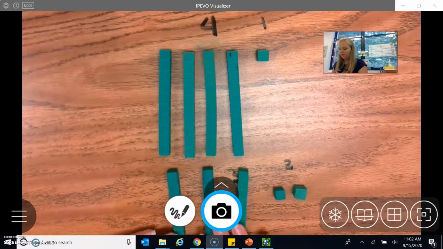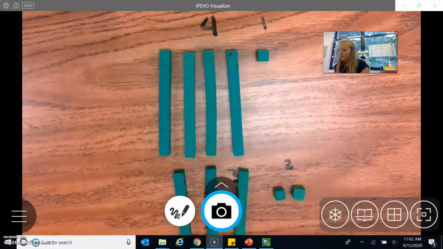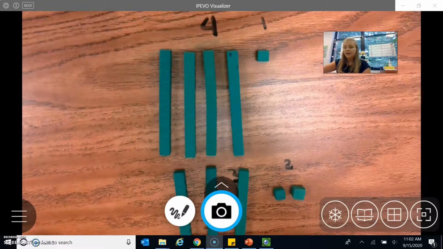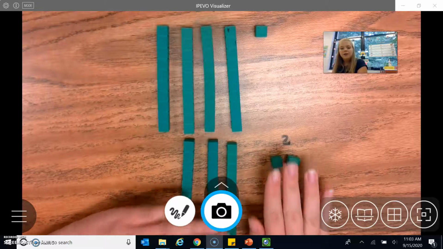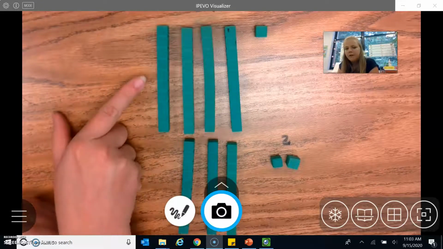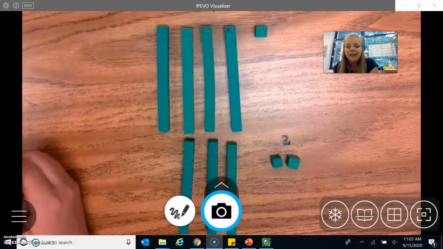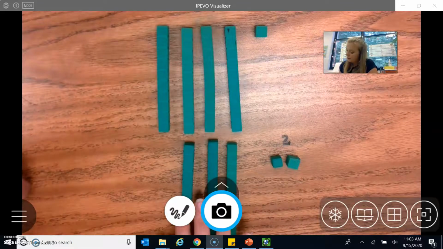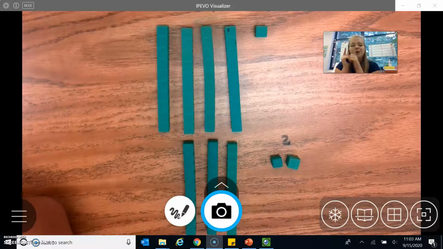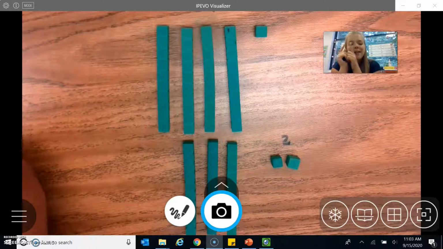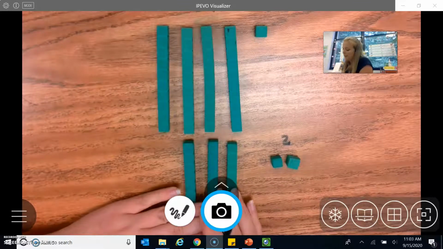So 32 has 3 groups of 10s and 2 ones. 41 has 4 groups of 10s and 1 one. So let's start by looking at the groups of 10s. Okay. 41 I see has 4 groups of 10s. 32 only has 3. I know that 4 is a bigger number. So that means 41 must be the greatest number. So for 32, I see it only has 3 groups of 10s. That's a fewer number than 4, so that's less than 4. That means 32 is the least, okay, because I looked at my 10s.